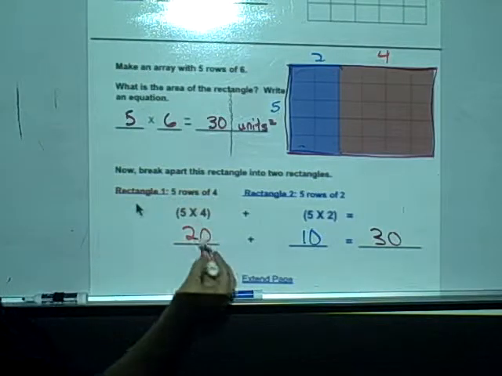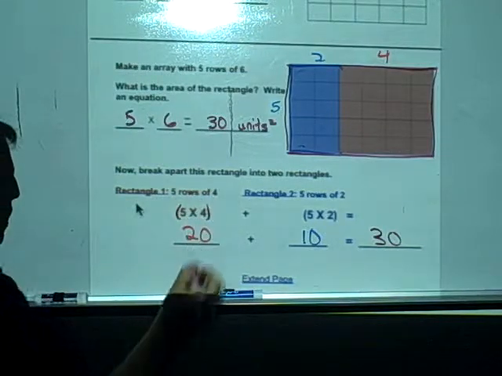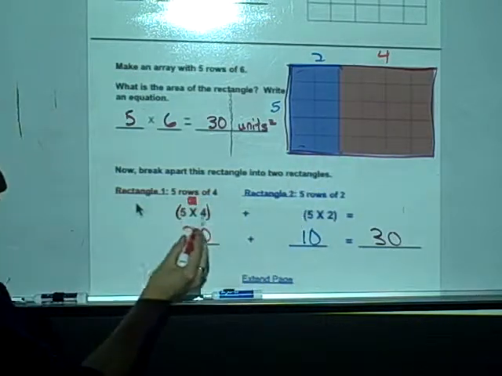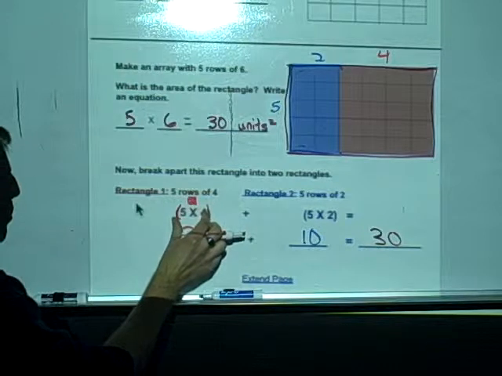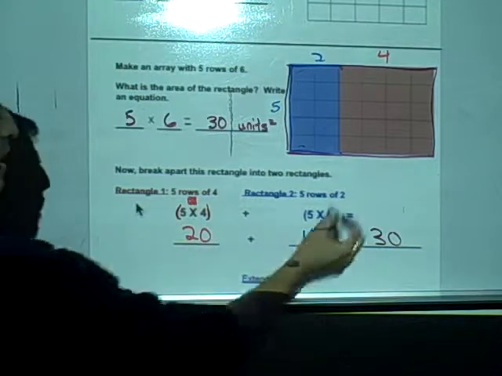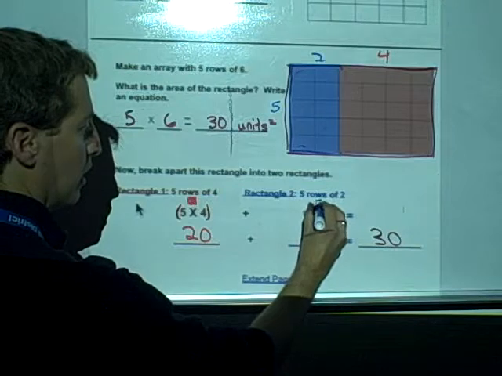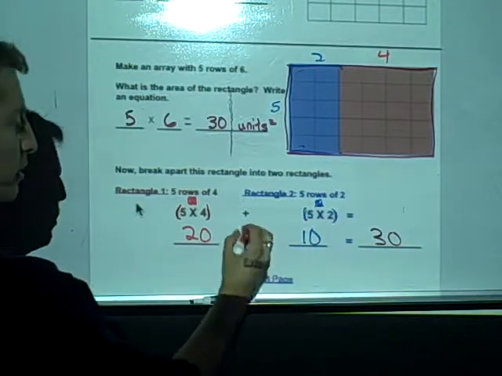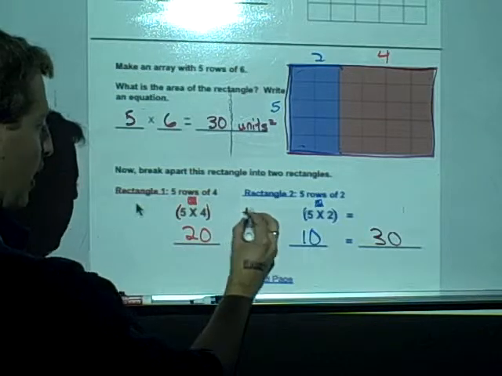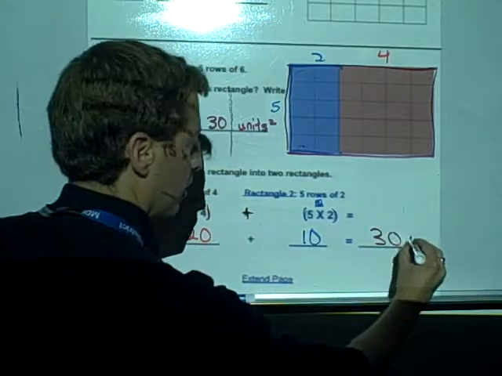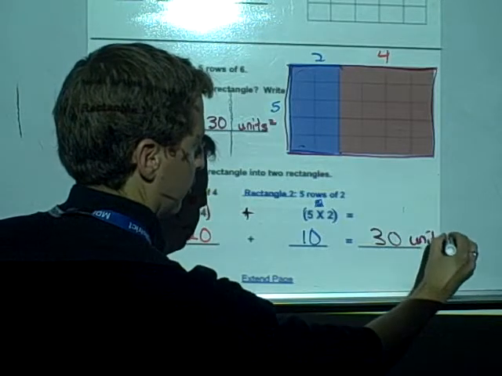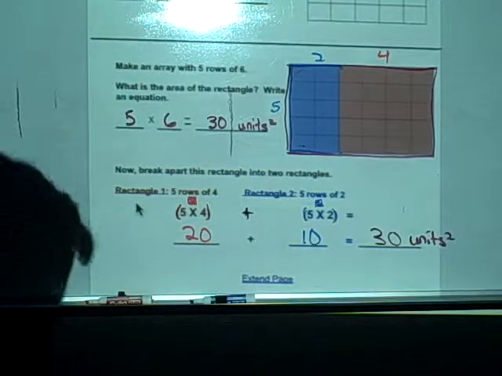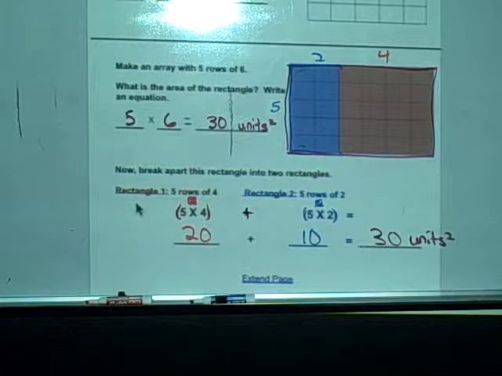Now keep in mind what we did here. Do you see these parentheses? We're going to have to see them later. That means that the 5 times 4 in here is collected and distributed into this rectangle, and the 5 times 2 right here is collected within these parentheses. Then we add the two rectangles together to find the area. 30 square units. All right? Good enough. Let's move on to the next page.